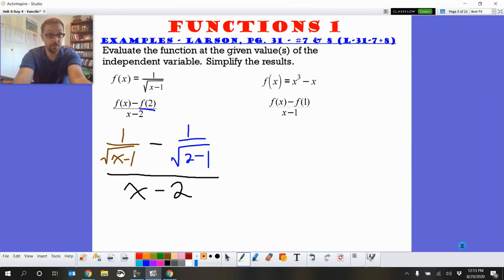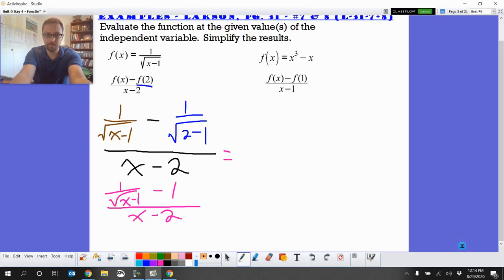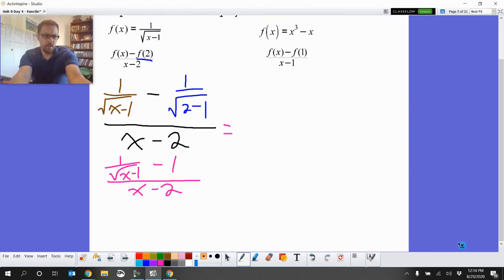And we can work through and actually simplify this thing. Let's see, I'll do it down here. So 1 over square root of x minus 1, minus the square root of 2 minus 1. 2 minus 1 is 1. Square root of 1 is 1. And so that's just 1, over x minus 2. Come on, give me some more space here. Now I want to try to simplify this thing down.